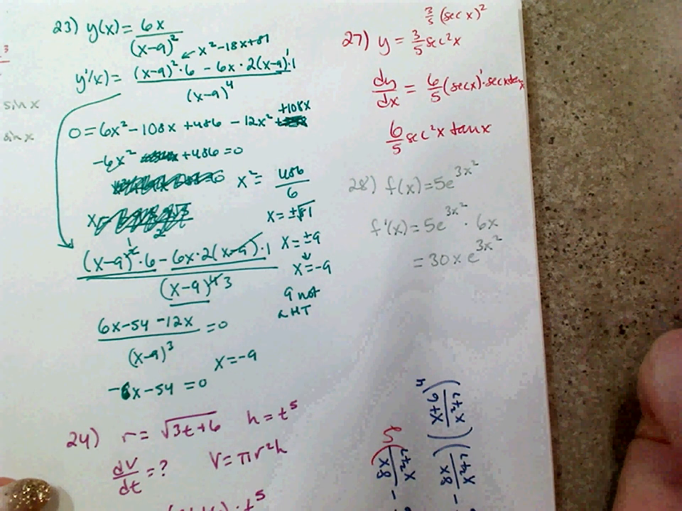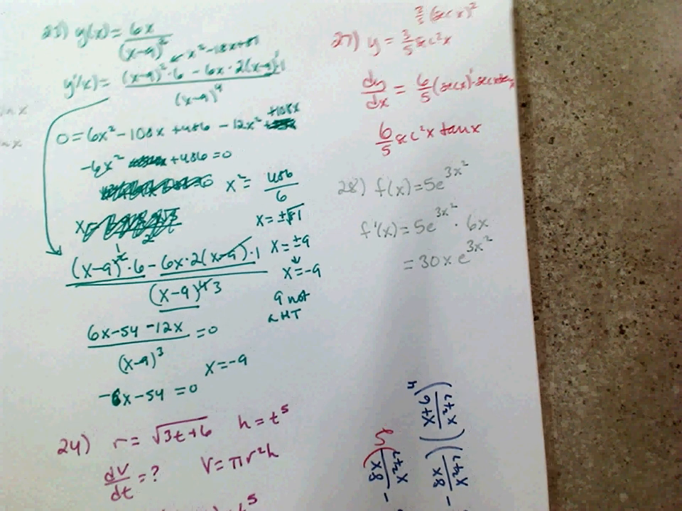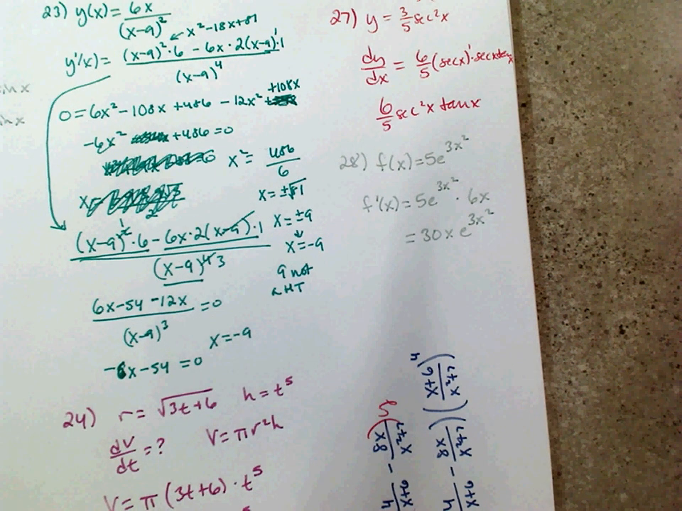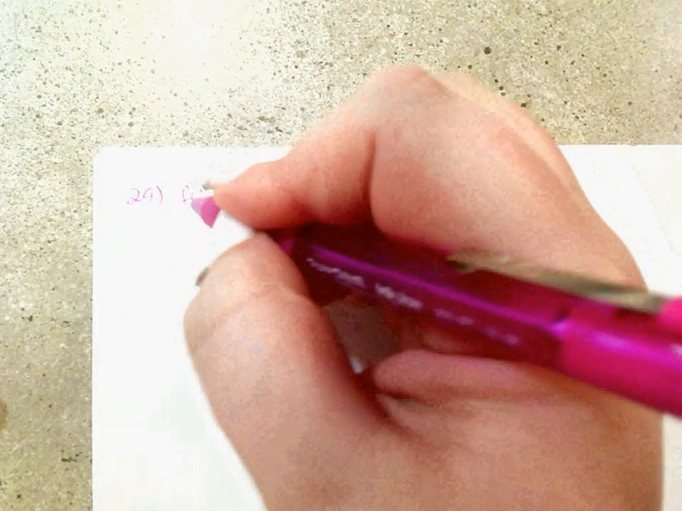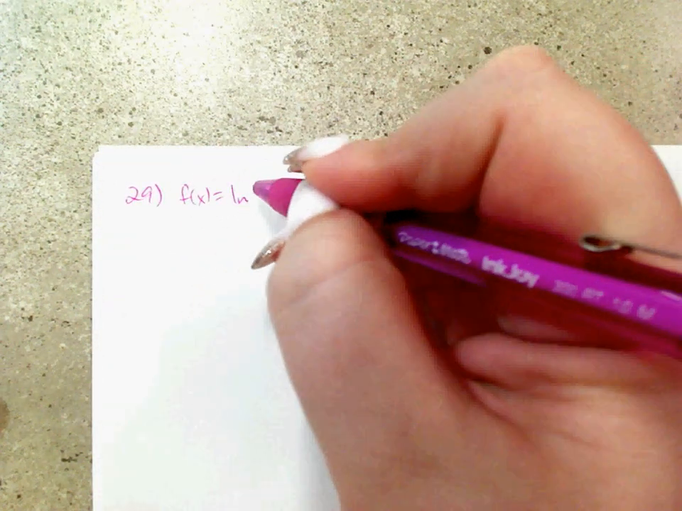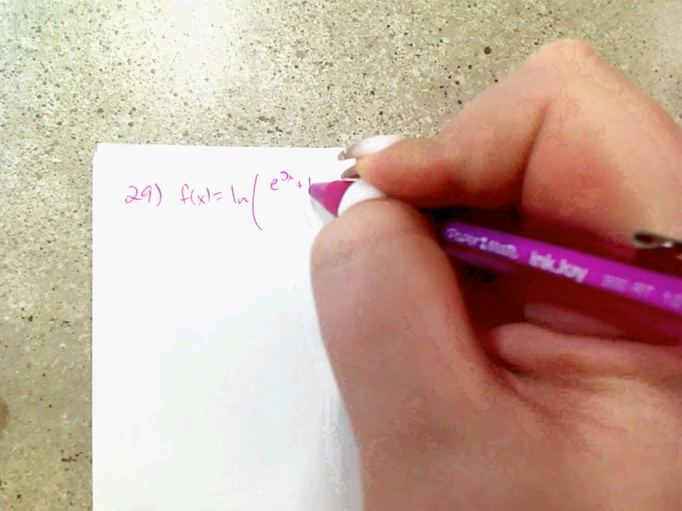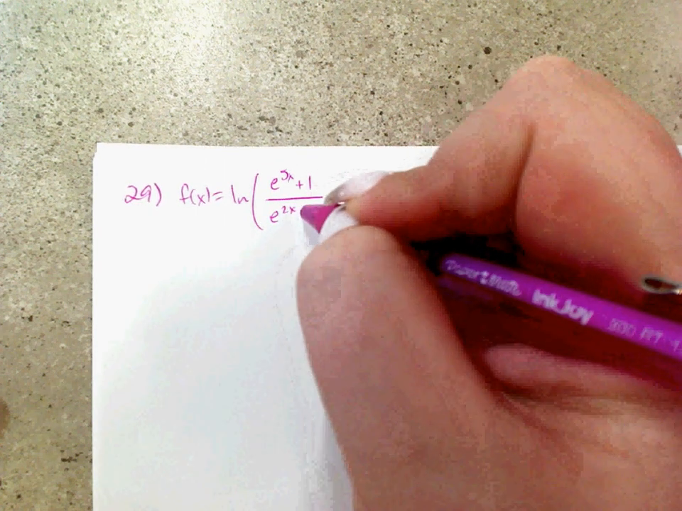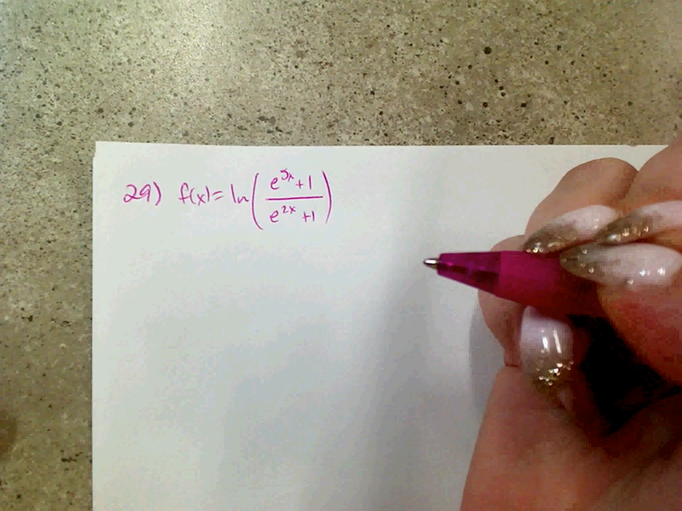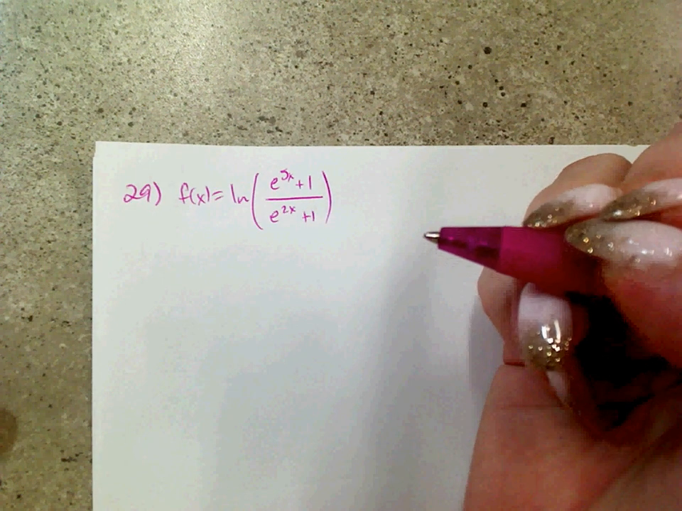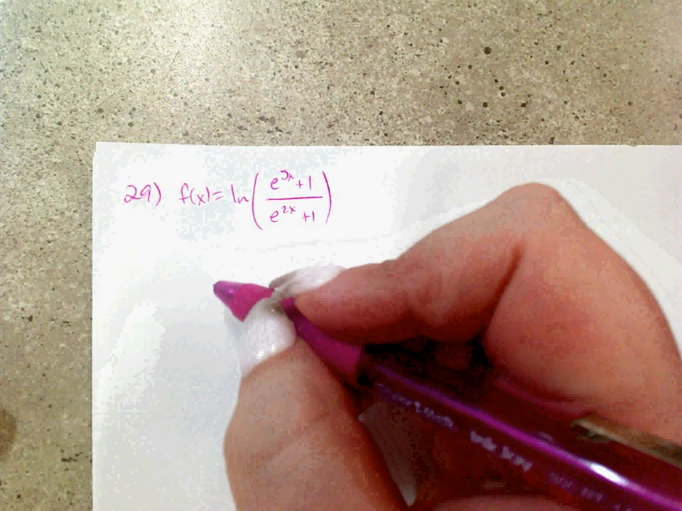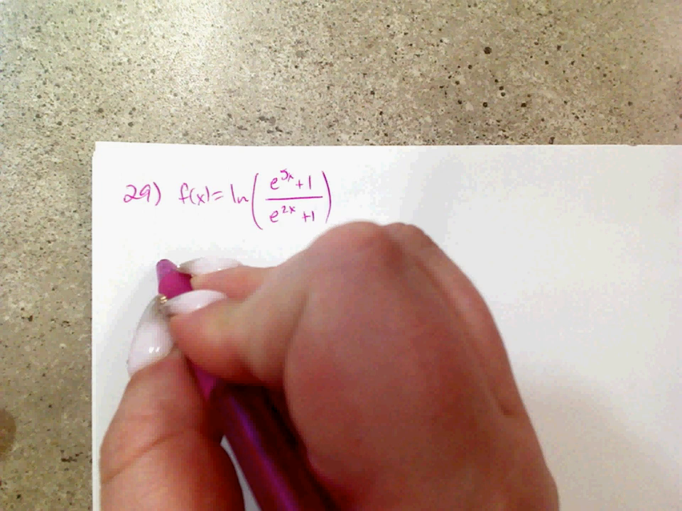Let's do 29 on the next page. So 29 says, differentiate the function f of x equals natural log of e to the 5x plus 1 over e to the 2x plus 1. I'm going to derive it as is, and then I'm going to use log properties to make it simpler. So the derivative of natural log of anything is 1 over that thing. So 1 over e to the 5x plus 1 over e to the 2x plus 1.